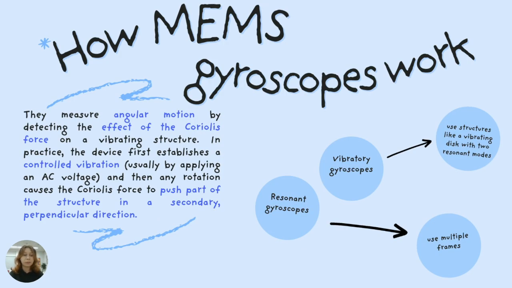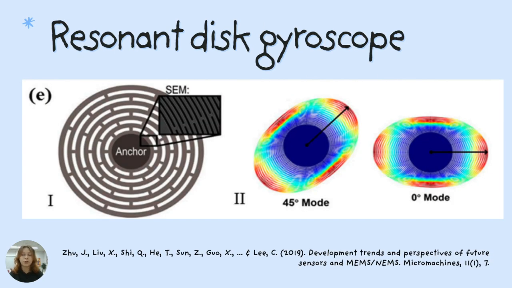In practice, the gyroscope first establishes a controlled vibration, and then any rotation causes the Coriolis force to push part of the structure in the secondary, perpendicular direction. Resonant gyroscopes use structures like a vibrating disk with two resonant modes. The disk is driven in one mode, and the rotation transfers energy into the second mode, causing the vibration pattern to rotate. Measuring that angular shift gives the angular rate.